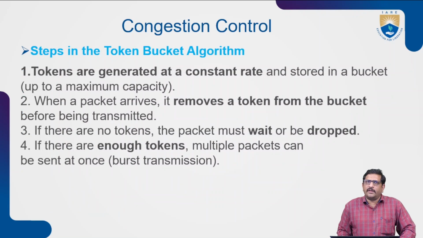Generally, the steps are: tokens are generated at a constant rate by the host machine and stored in a bucket. At a constant rate, for example, per second 20 tokens will be generated, next second 20 tokens, next second 20 tokens, and stored in the bucket. Once the bucket is full, token generation stops. From the buffer, tokens can be retrieved one by one and the data transferred to the destination machine. Generally, this is the working principle of the token bucket algorithm.